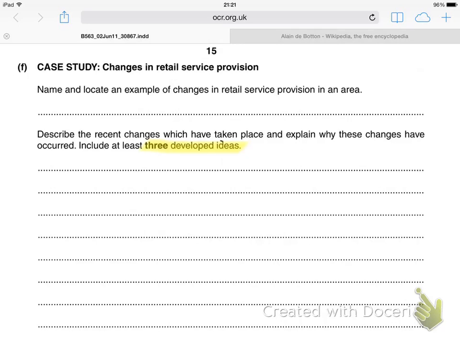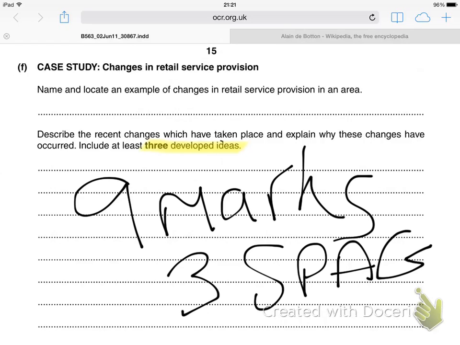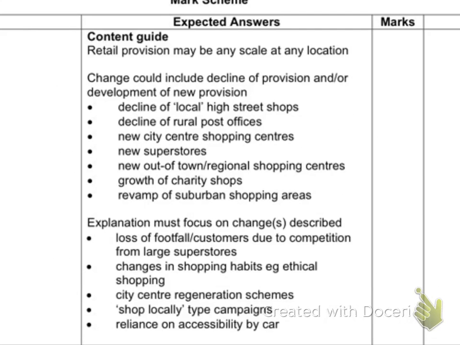There are a couple of things that you need to remember, as these come from the old specification. You now have 9 marks for the question and of course our 3 SPAG. So please change the bottom section of your question to reflect that. 9 marks and 3 SPAG. This is some of the content guide that is expected from the examiner. Have a read through it and start thinking about how you could develop your answer.